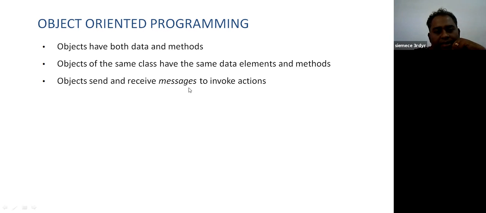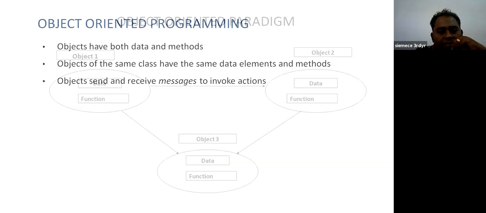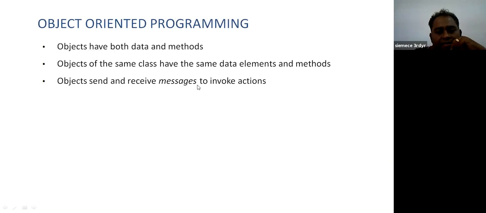Now objects send and receive messages to invoke actions. In the previous diagram also you have seen that an object has got a link or a connection between each other. Like Tenzing is giving money to Pranay. So an object may send messages, like message passing. An object can send and receive messages to invoke some actions.